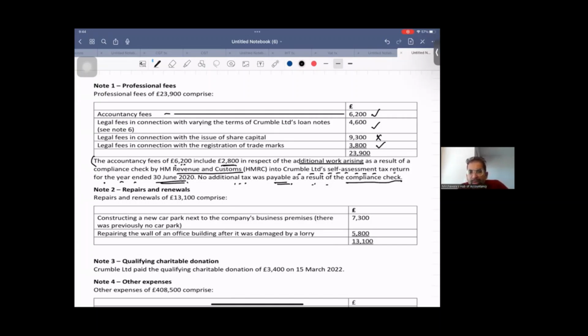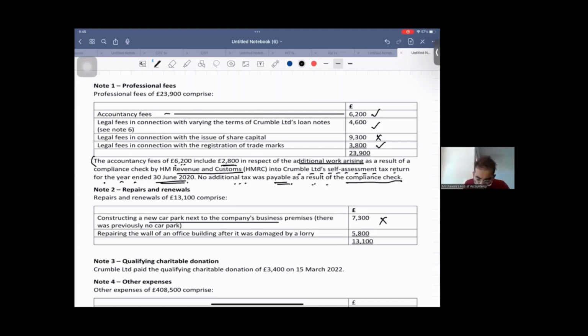Repairs and renewals, 13100. Constructing a new car park next to the company's business premises. There was previously no car park, so this is an improvement. They construct a new parking, something new. So this is improvement, not allowed. Remember, I taught you improvement in property income as well.